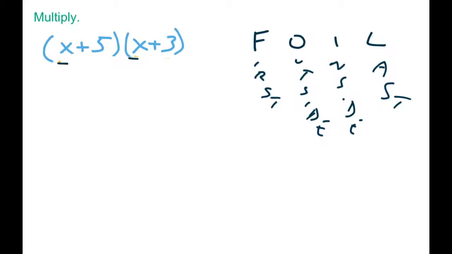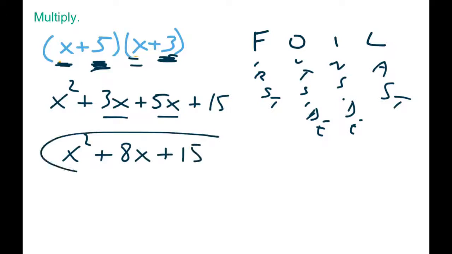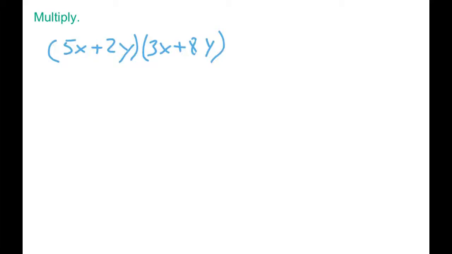Alright, so we're going to multiply the two first terms. That's the x and the x. X times x is x squared, plus O is outside. The two outside terms, that's this x and the 3, they're on the outside. X times 3 is 3x, plus the two inside terms, 5 and x, they're on the inside. 5 times x is 5x, plus the two last terms, that's the 5 and the 3, 15. I'm going to combine those like terms, and I get x squared plus 8x plus 15. So I multiplied two binomials. My answer was a trinomial. I used the FOIL method. I'll do the same thing here.